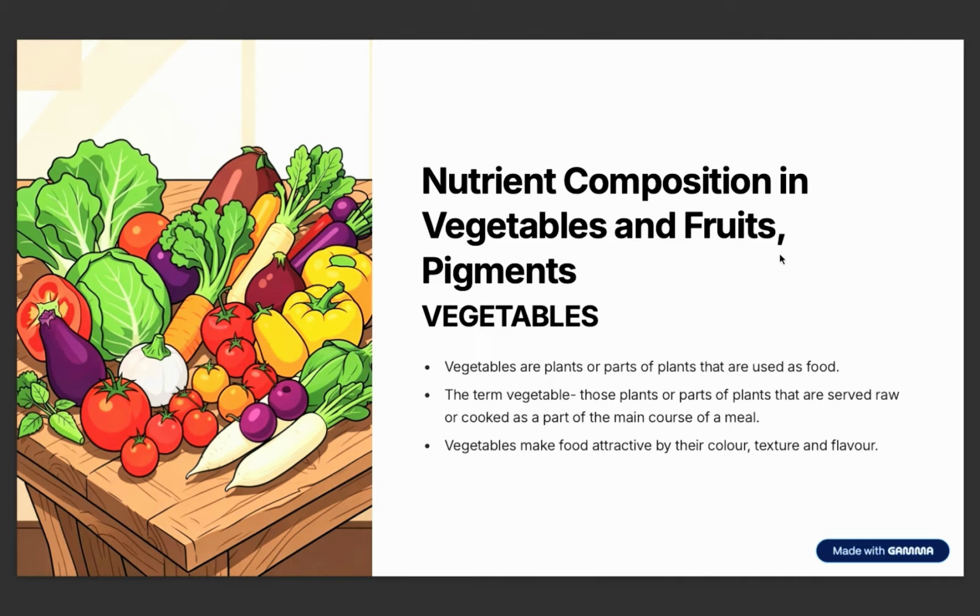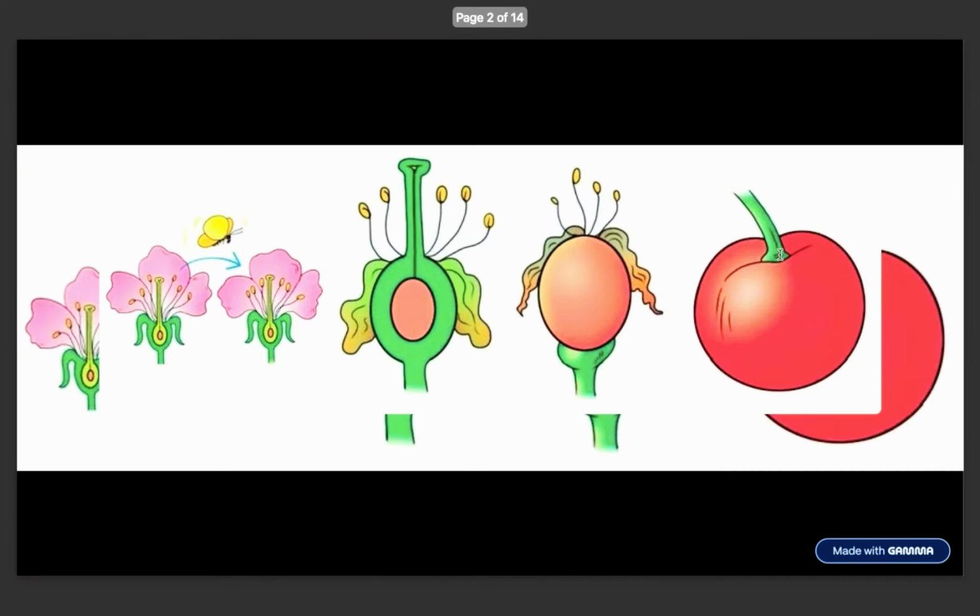Looking into it, vegetables and fruits both are plants or parts of plants that are used as food. Vegetables may be parts of plants which can be used as food, and these plant parts may be served raw or cooked, and can also be a part of the main course meal. Vegetables are really colorful, and hence contribute to the attractiveness of the food through color, texture and flavor. And this is the process of development of fruits and vegetables.